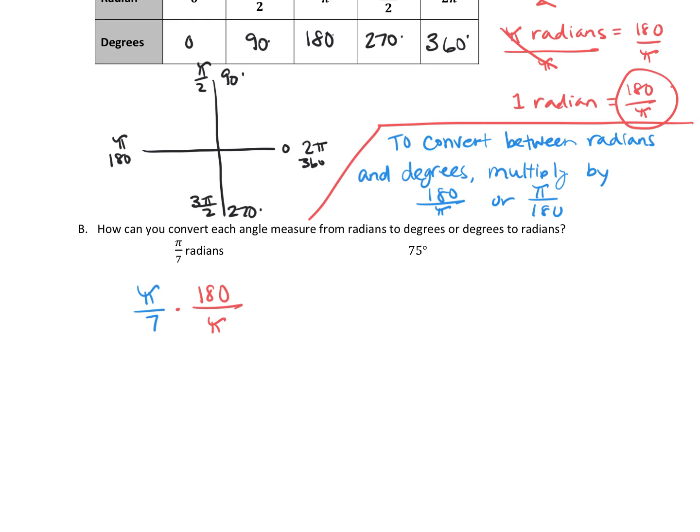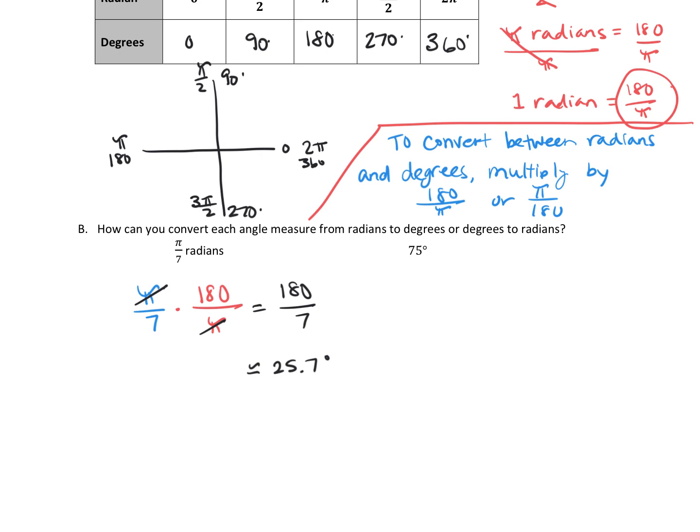The reason why, or what helps keep that straight, is we need to cancel out the pi's. If I have a pi in the numerator, as it always is in radian measure, I have to multiply by the conversion that has pi in the denominator so that we can cancel our pi's. Multiply anything that's left. We have 180 divided by 7, and we divide that out. That's about equal to 25.7 degrees. So when you're converting, you need to think about, do I need to cancel the pi or do I need a pi in my answer?